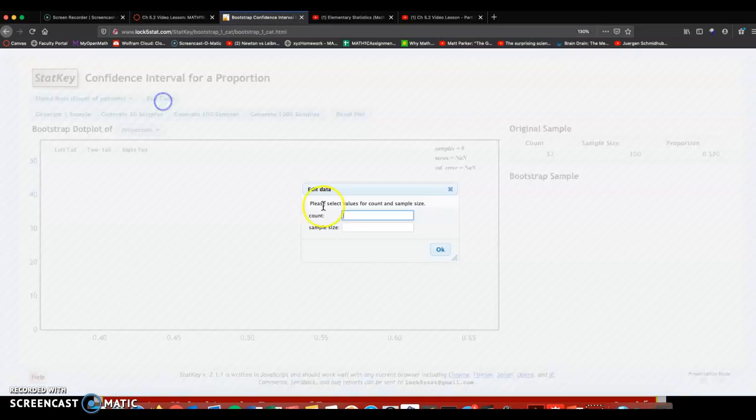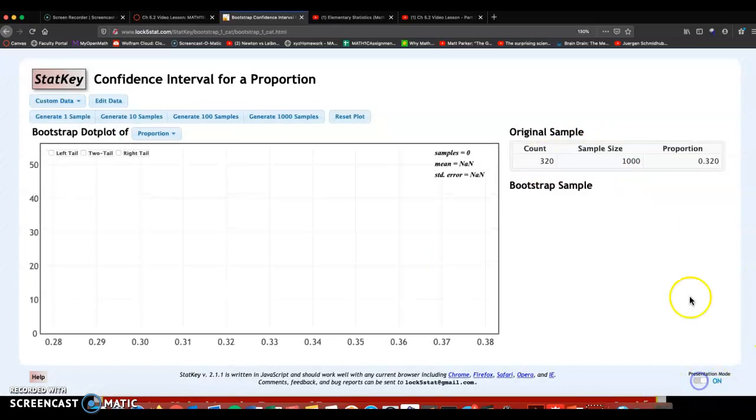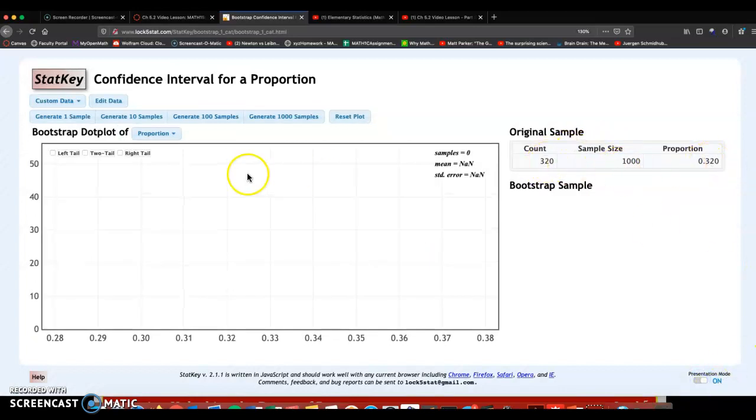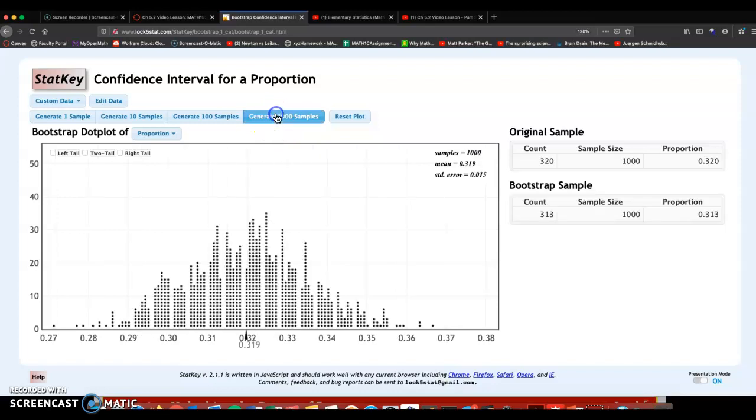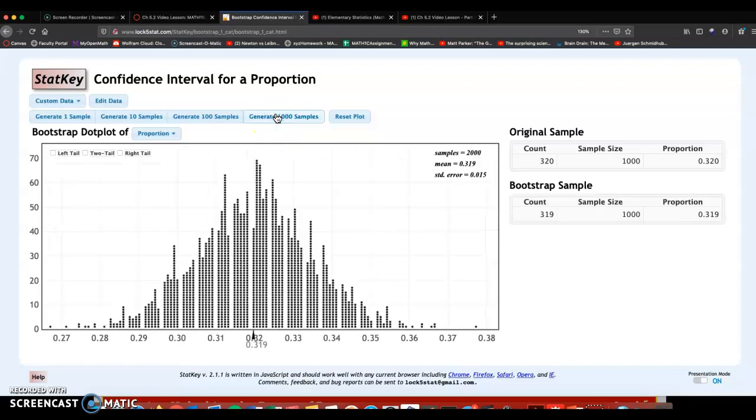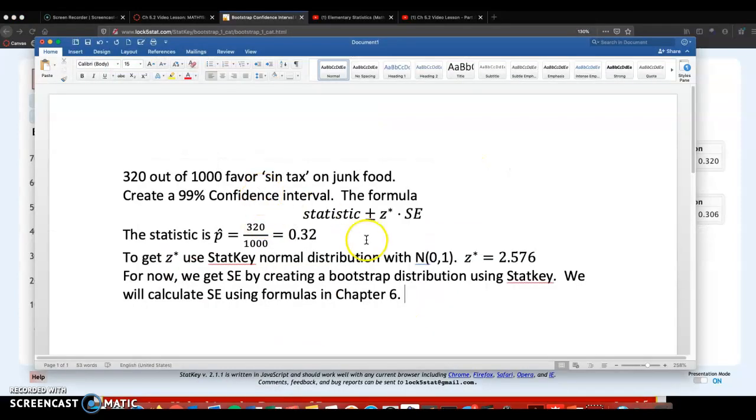I want to edit data, because our sample data was 320 out of 1,000. Too many zeros. So 320 out of 1,000. I should see this over here, 320 over 1,000. Generate. I like doing at least 2,000 samples. And right here we have the standard error is 0.015.